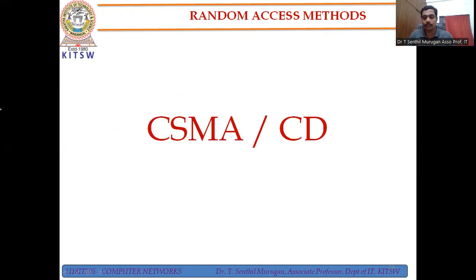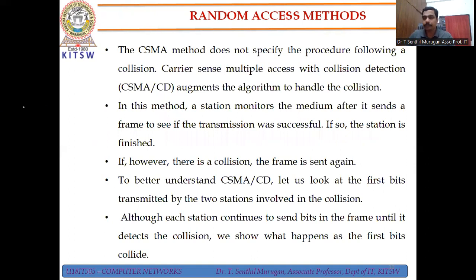First we are going to discuss carrier sense multiple access collision detection techniques. What is carrier sense multiple access? Carrier means the transmission medium. We have to sense: the station will sense whether the medium is free or busy. While doing this operation, some collision may occur. So CSMA/CD is used to detect the collision using an algorithm, to handle the collision.